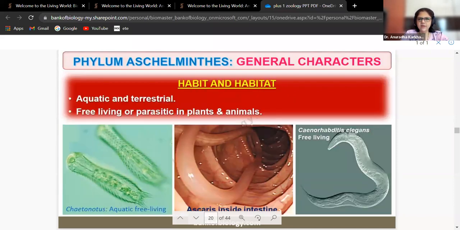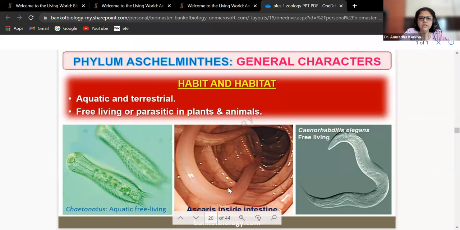Habitat: aquatic and terrestrial, free living or parasitic in plants also and in animals also. Look at these, you can see them very clearly. These are your Caenorhabditis, which are aquatic free living. Look at this Ascaris inside the intestine. This is a real photograph which is taken. Ye real photograph hai, endoscopy karate hai, endoscopy mein na camera ek tablet mein daalkar camera andar dala jata hai, and that camera goes on taking photographs of your entire gut. Okay, this is an intestine, ye intestine ke andar hai, dekho kaise hain ye worms, look at them. So this is the small intestine hai ye apna, and you can see these worms very clearly.